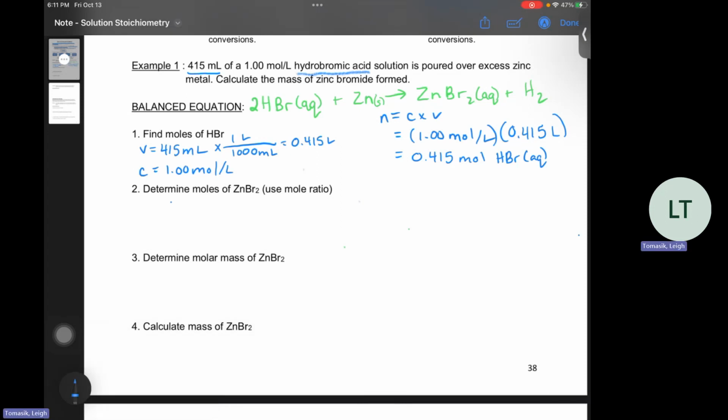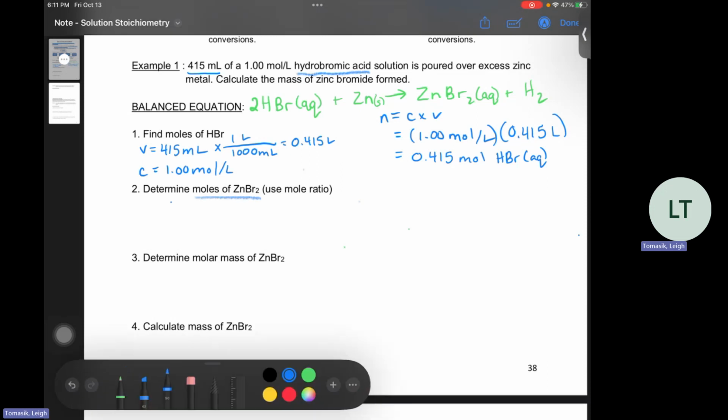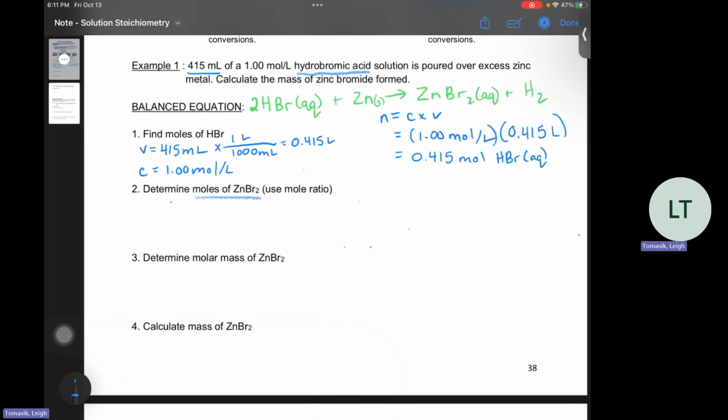So it says determine the moles of ZnBr2. So we're going from, right, we're going to go from moles of HBr to moles of ZnBr2.